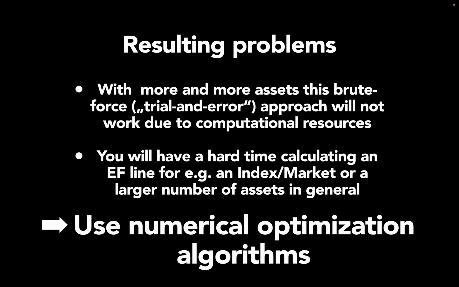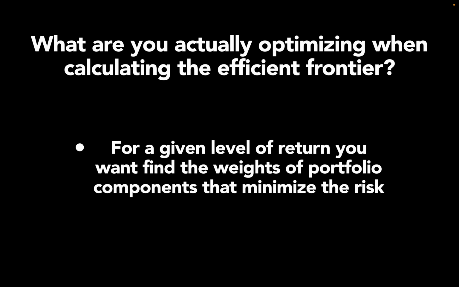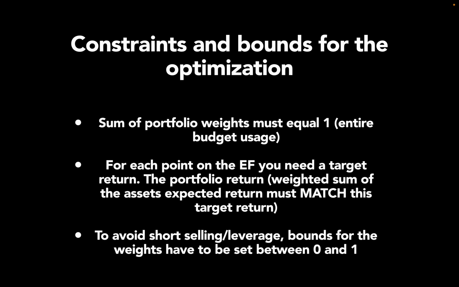Before doing so, for better understanding of the optimization in general, let's talk about what you are actually optimizing when calculating the efficient frontier. That is, for a given level of return, you want to find the weights of the portfolio components or simply assets that minimize the portfolio risk, which is measured via the portfolio standard deviation, as you know. There are two important constraints to this optimization. First, the sum of the portfolio weights must always equal 1, so you make sure you are 100% invested.